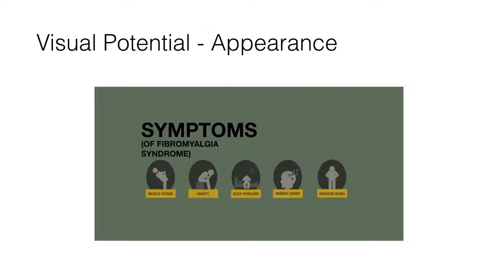The visual potential of appearance is in conveying how something appears by using imagery. I chose to display the symptoms of fibromyalgia by using icon figures that were representative of muscle fatigue, anxiety, sleep problems, memory issues, and irritated bowels. I chose to use human icons because people are the ones being affected by the syndrome. I used easy to understand icons that related to the meaning of each of my symptoms.